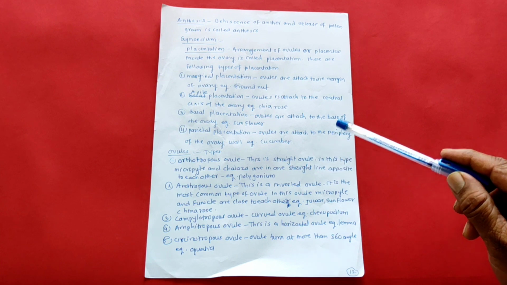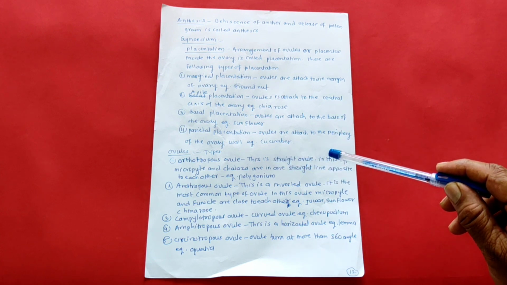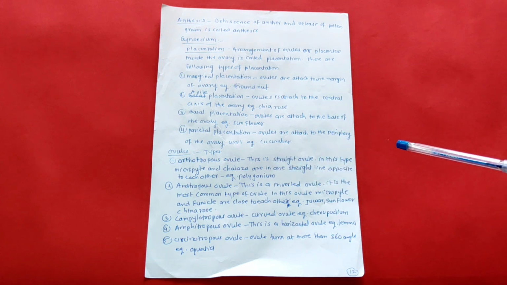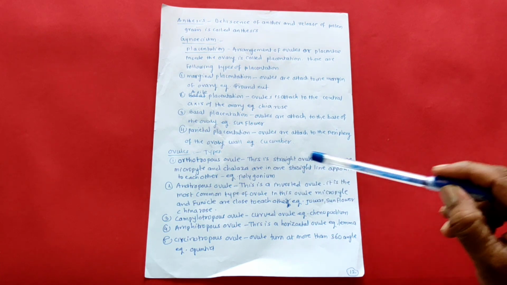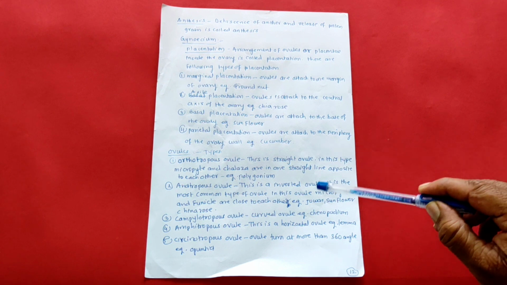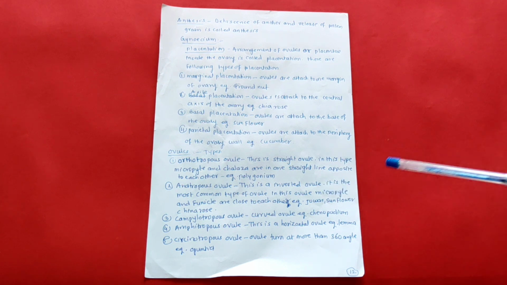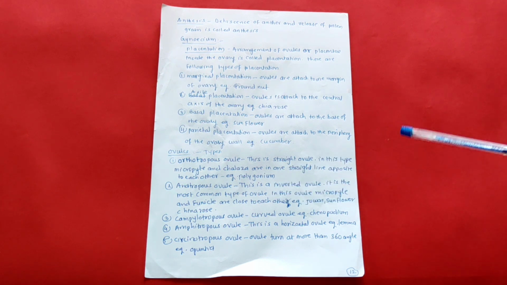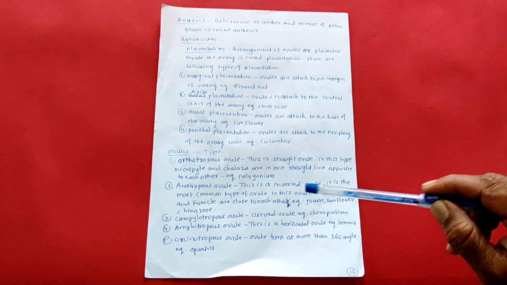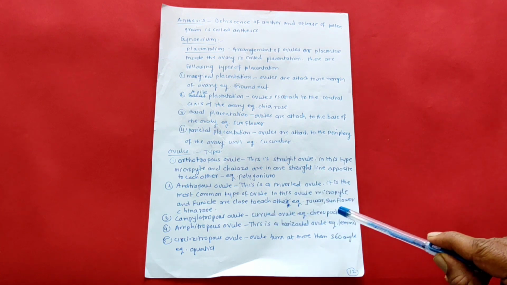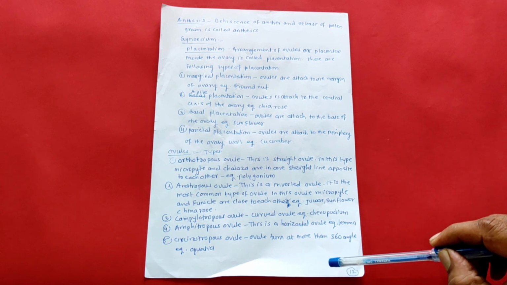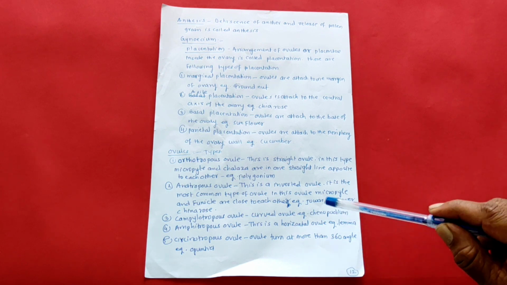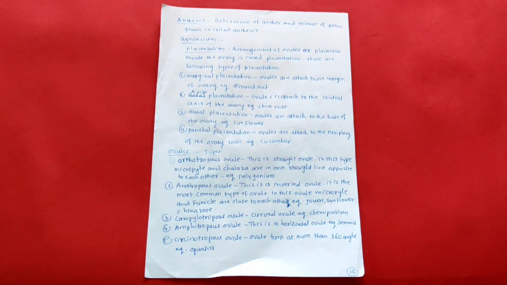In this type, the micropyle and chalaza are in one straight line opposite to each other. Example, Polygonum. Second is the anatropous ovule. This is an inverted ovule. It is the most common type of ovule. In this ovule, the micropyle and funicle are close to each other. Example, jowar, sunflower, China rose. Campylotropous ovule, curved ovule. Example, Chenopodium.